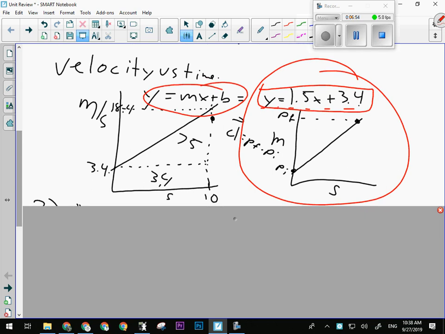Okay, so remember that y values on a position versus time graph are position values. X values are time values. M, the slope, is the velocity. And the y-intercept would be the initial position.